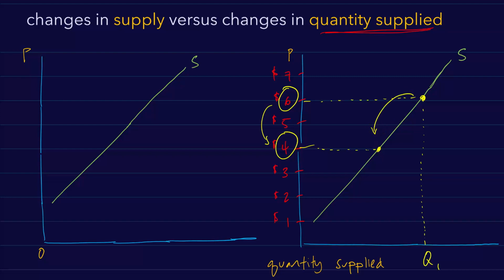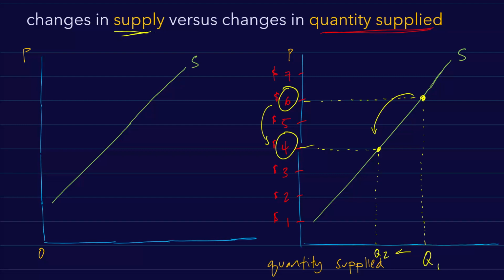So that means we're moving to a new spot on the supply curve, and consequently, the quantity supplied is, in this case, going to decrease. Okay, so a change in price leads to a change in the quantity supplied.